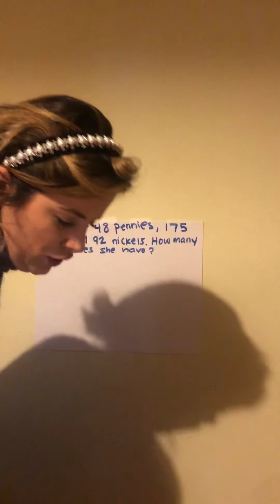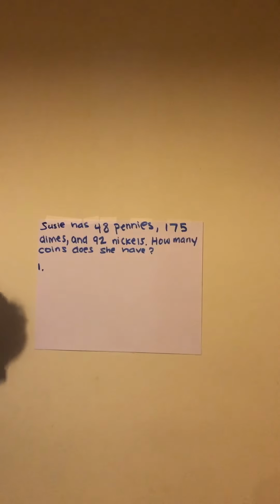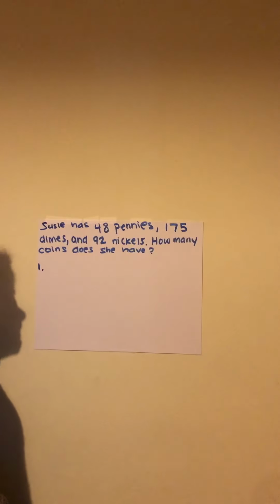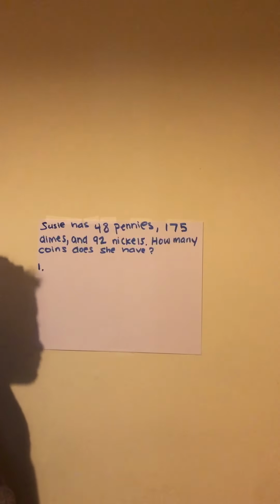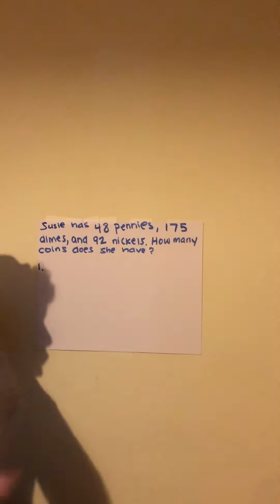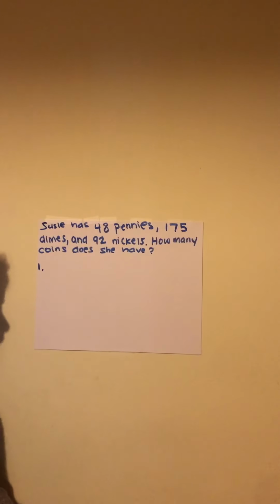Okay, so today's number story is about a girl named Susie, and she is very, very obsessed with collecting coins because she likes to make lots and lots of money from her spare change. So one day she decided that she's going to take all her spare change and put it into a machine to see how much she has in total. So she has 48 pennies, 175 dimes, and she has 92 nickels. The question is, how many coins does she have?